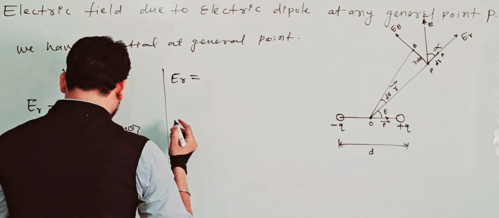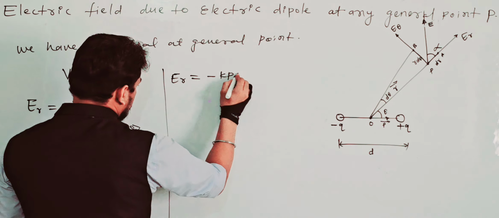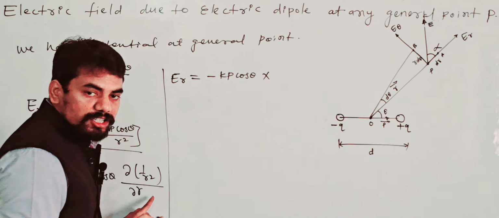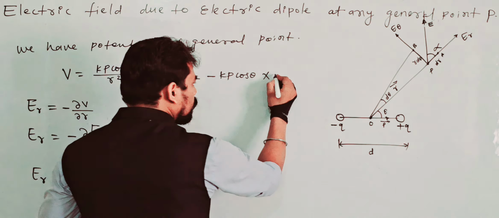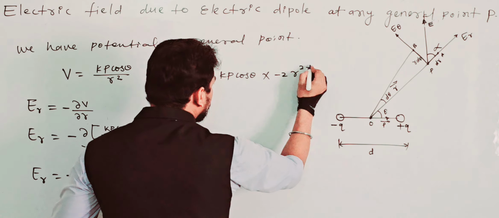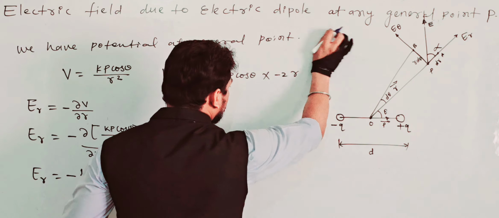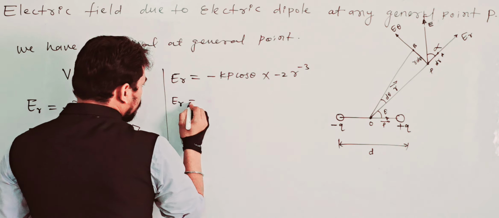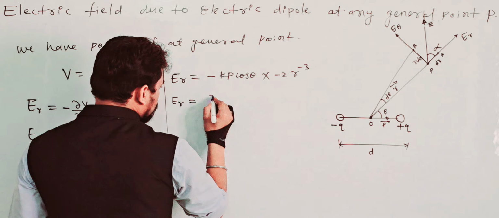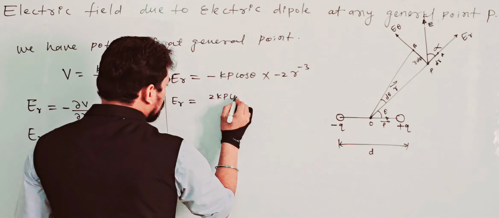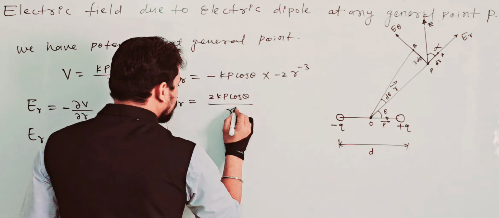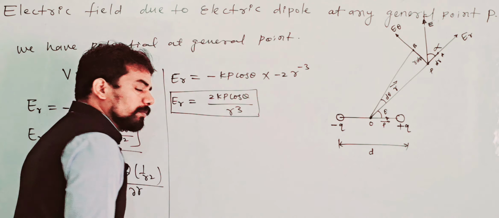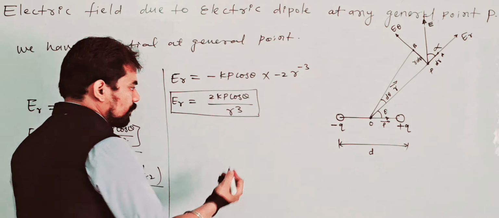So E r equals minus Kp cos theta into r to the power minus 2, differentiated. That gives minus 2 r to the power minus 2 plus 1, that is minus 3. So the radial component, minus minus plus, is 2Kp cos theta by r cube. Any problem? No problem.